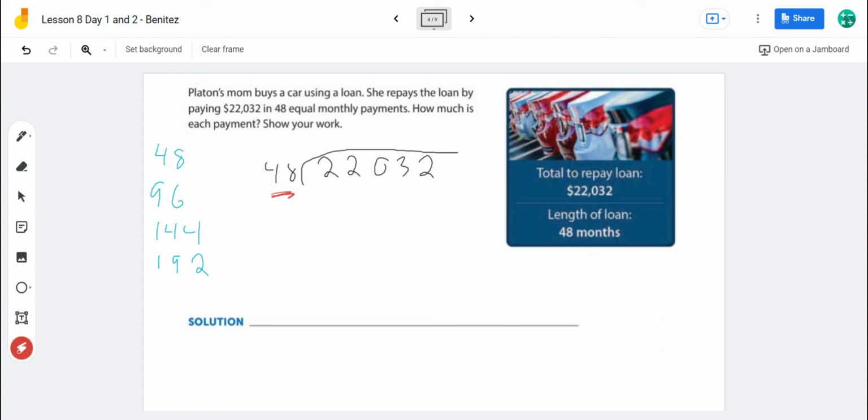Alright, so does 48 go into the first digit 2? No way. That's impossible. What about 22? Can 48 go into 22? No way. 22 is smaller. So how many times does 48 go into 220? Now, just based off my list, it looks like 192 will do it, because I think if I add 48, I will go over. So I'm going to put a 4 here. 48 is going to go into 220 4 times. And then I'm going to subtract 192.